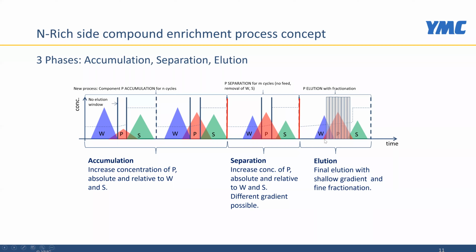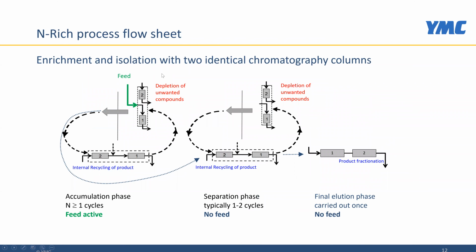And then there's a final elution phase where we run a shallow gradient and do a fine fractionation. And those are the fractions that we obtain in the end that we actually analyze to determine if we have received our compounds of interest with sufficient purity. Okay, so 2 of these phases are actually cyclic, so that's shown here.